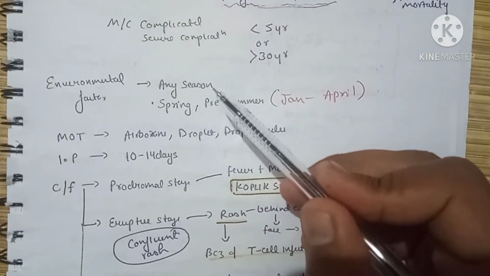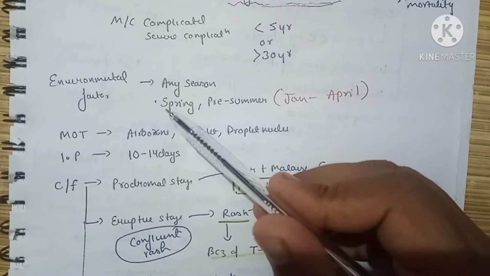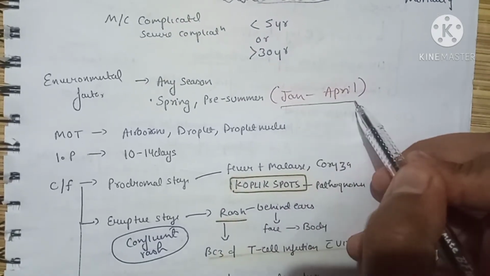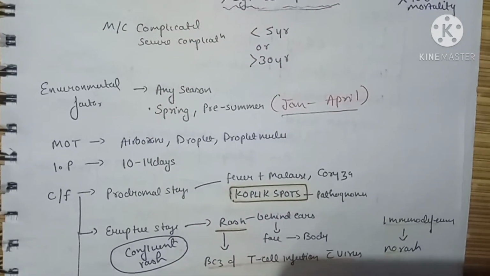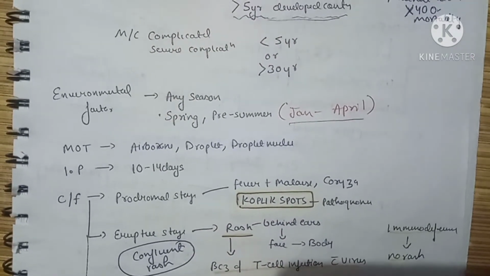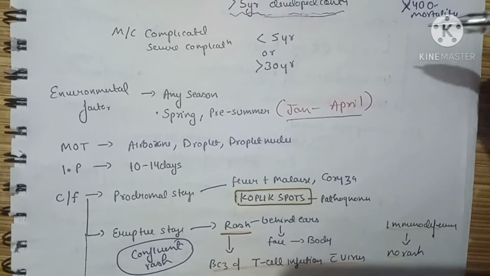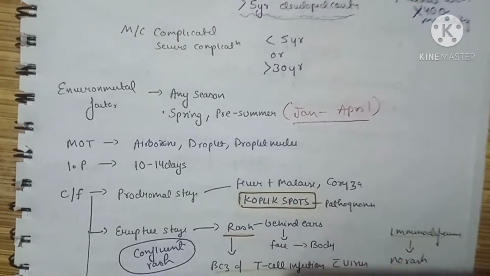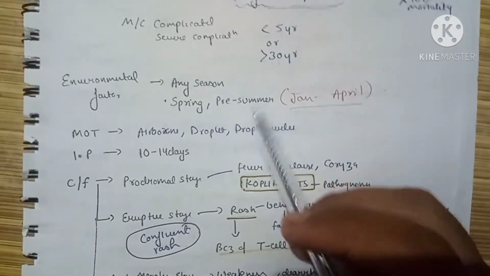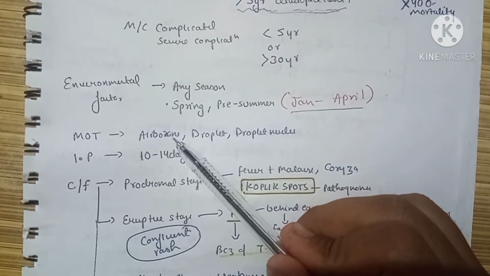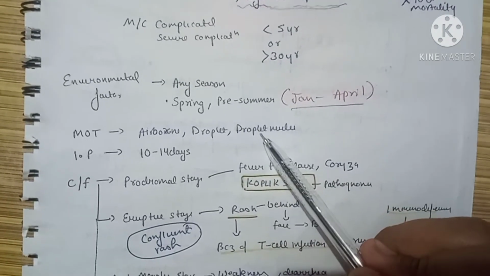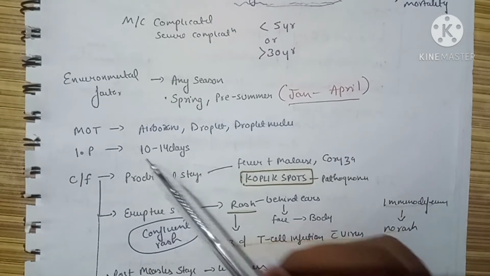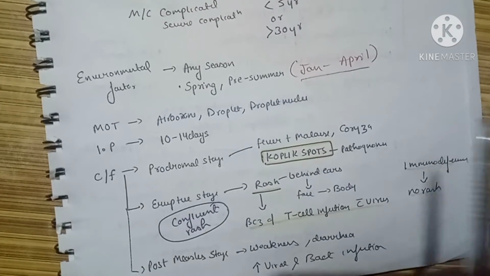Talking about the environmental factor, it can occur in any season, but generally in the spring and pre-summer, meaning at the time of January to April, the people tend to remain in their homes, and this is the time of overcrowding. So this is the time when the disease incidence increases. Talking about the mode of transmission, as we discussed, it is an airborne disease spreading through droplet or droplet nuclei. Incubation period is around 10 to 14 days: 10 days when the fever starts, and 14 days when the rash appears.